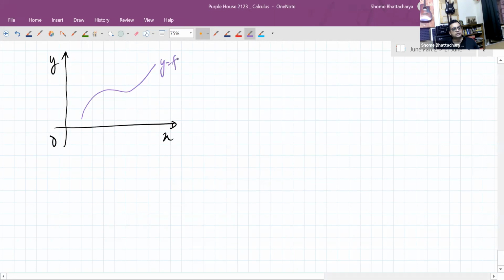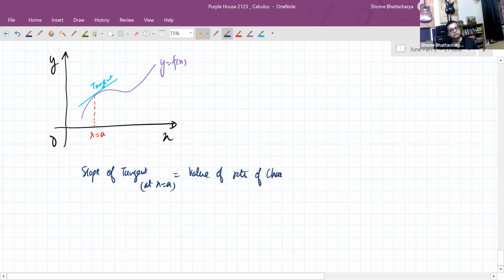So this is y is equal to f(x). Now at some particular point, let's say x equal to a, if we want to draw a tangent, what will be the slope of the tangent? The slope of the tangent will be the instantaneous rate of change. So the slope of the tangent at the point x equal to a will be nothing but the value of the instantaneous rate of change at x equal to a. So what is the instantaneous rate of change? It is dy by dx, or the derivative of the function.